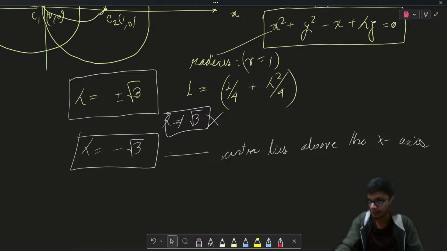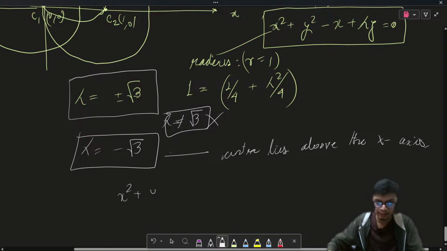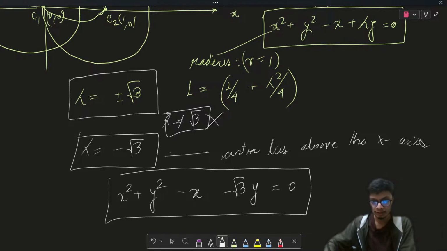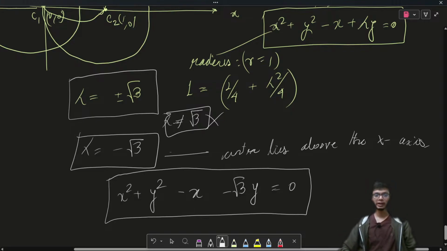So this lambda value should be negative root 3. Now once we get the value of lambda as negative root 3, we can formulate the equation of the circle passing through the points C1, C2, that is x squared plus y squared minus x minus root 3 y equals 0, right? So we have already found the equation of this family of circles C3, right?